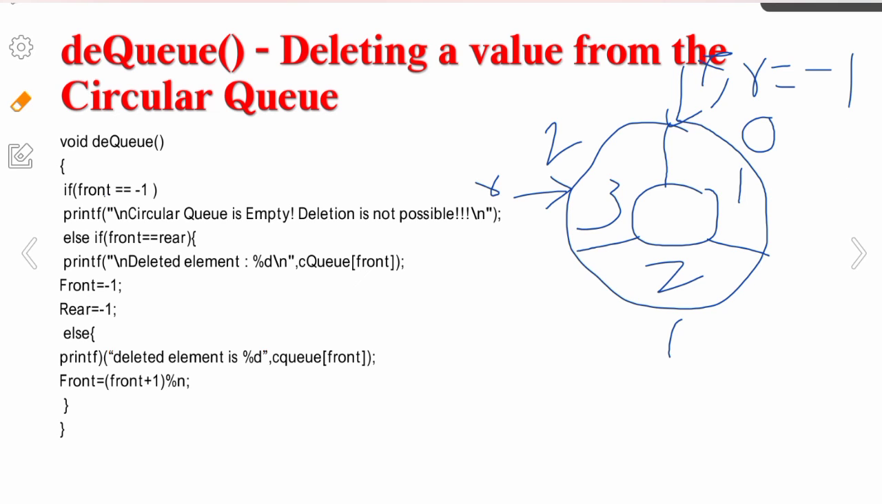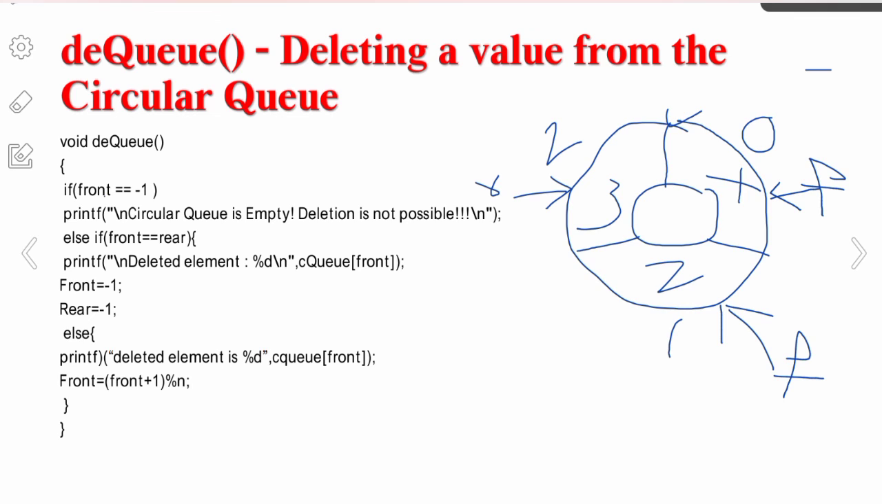Now front is at the -1 position, so we are going to increment the front using the front plus 1 mod n. Front will get incremented here and point to the 0th location. Now we are going to delete the data in the 0th location. Then front will increase the pointer to the first location and it will delete the data here. And again front will point to the second location.